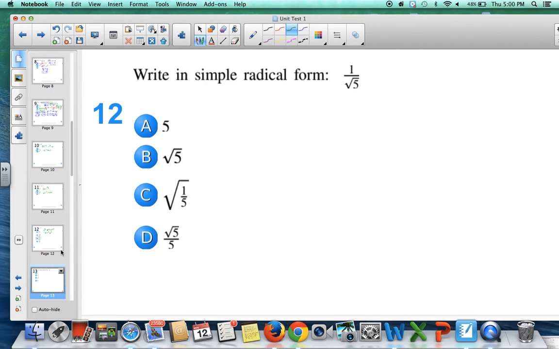Okay. This one here, we want to get the square root out of the bottom of a fraction. So I'm going to multiply the top and bottom by square root of 5. So that's the square root of 5 on top. And square root of 5 times square root of 5 is 5. And that's what we get right there.